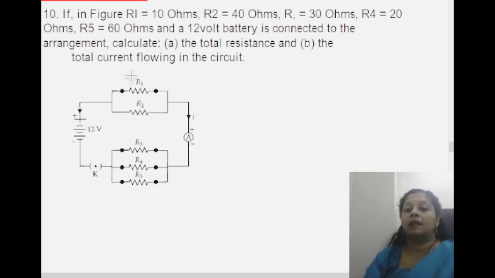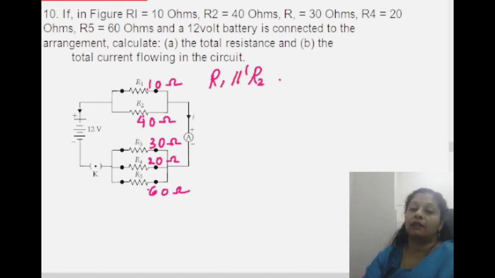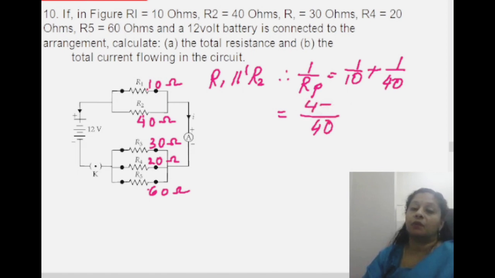If in the figure R1 is 10 ohm, R2 40 ohms, R3 30 ohms, R4 20 ohms, R5 60 ohms, calculate the total resistance of the arrangement. So we know that these three are parallel, these two are parallel, and these two are in series. So R1 is parallel to R2. Therefore 1 by Rp is equal to 1 by 10 plus 1 by 40. So 4 plus 1, 5 by 40. Therefore Rp is equal to 40 by 5, which is 8.